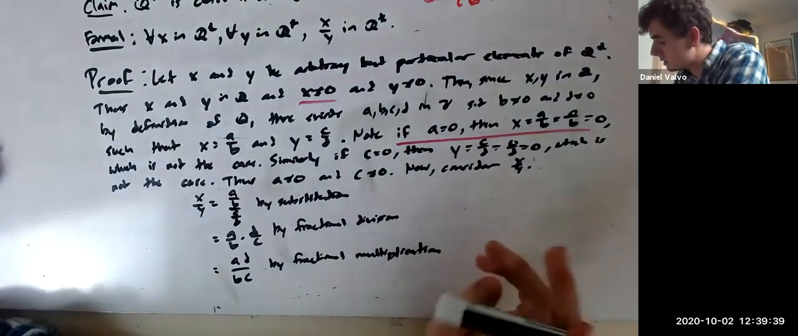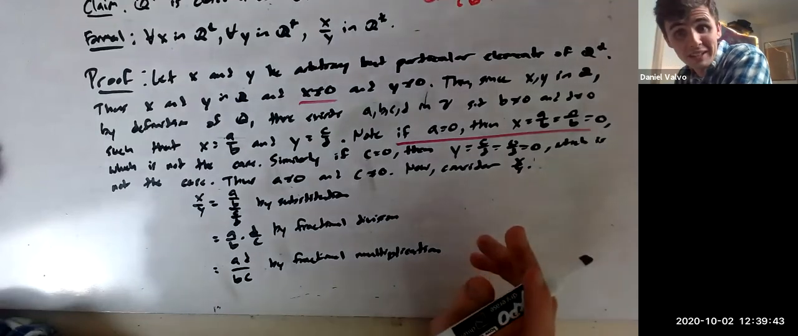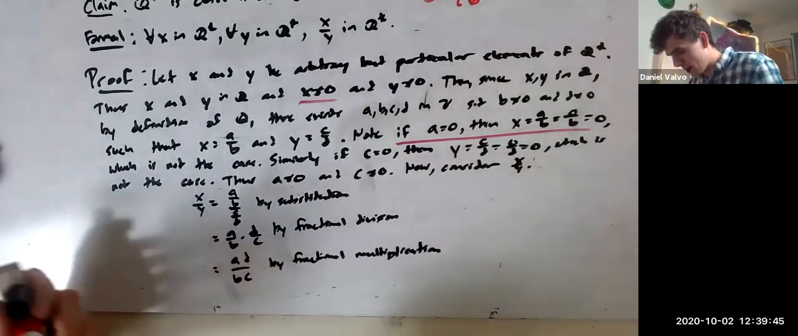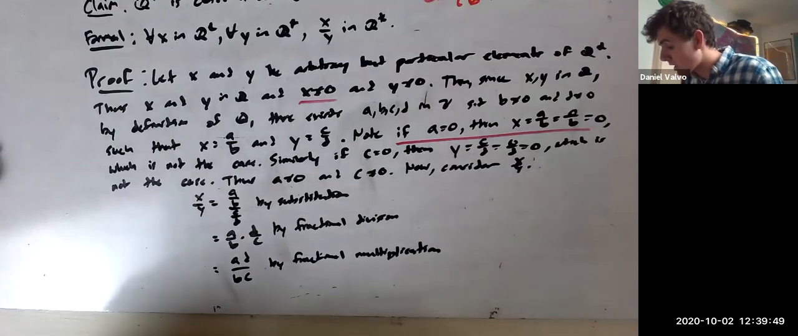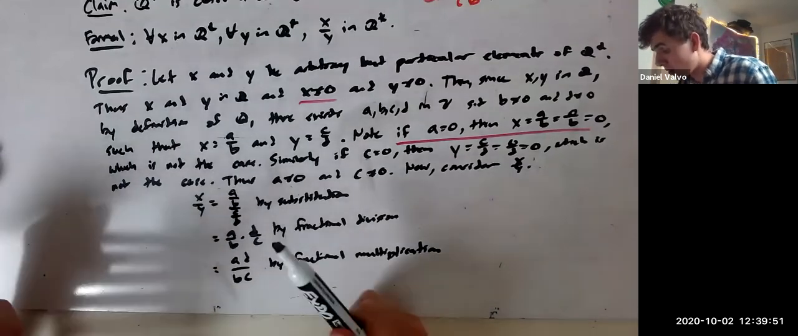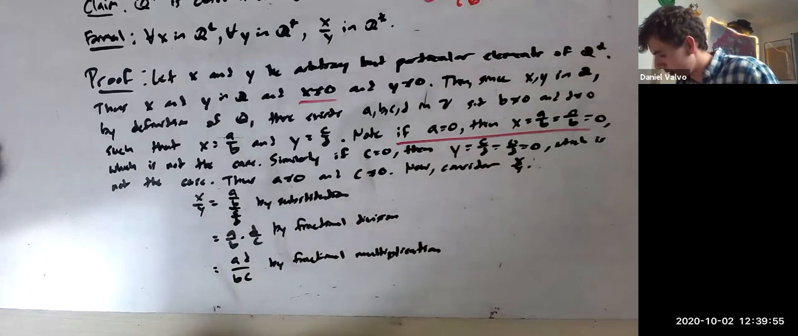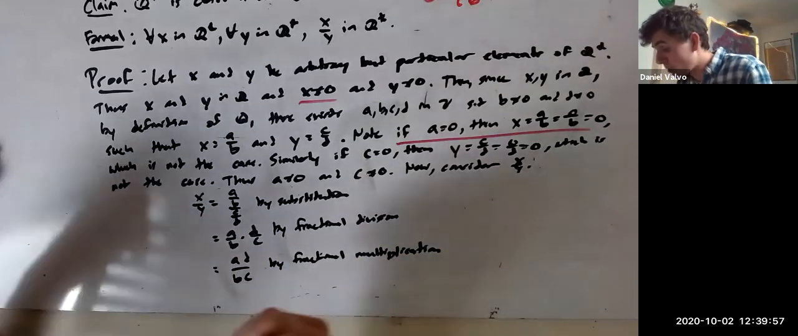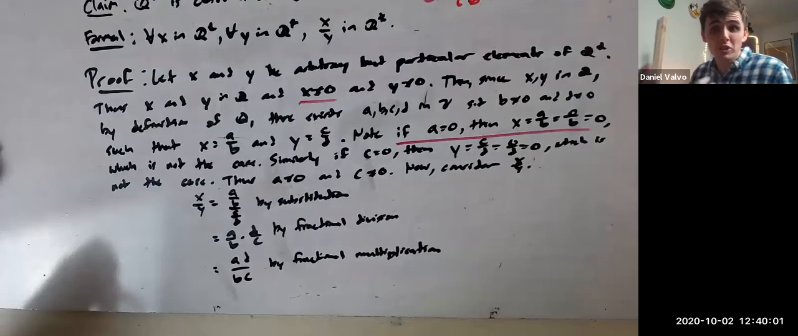All right. So, what's next? So what we've just done is we've shown that X over Y equals AD over BC, just like in our scratch. But now we need to show, what do we show? We're trying to show X over Y is in Q star. So we need to show that AD over BC is in Q star. That's where this is all leading.